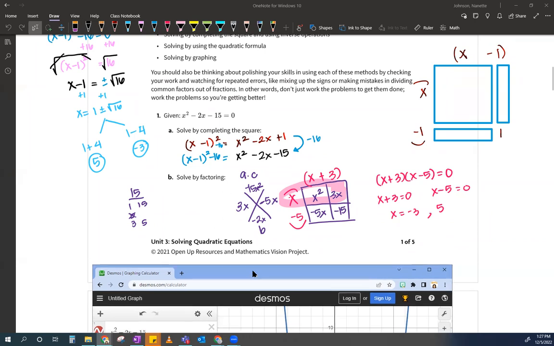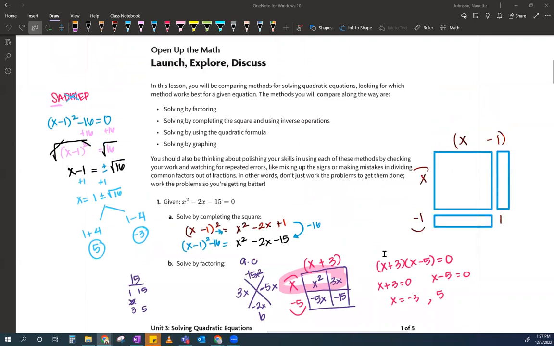Now, which way did you like better? Okay, so let's get some voting in the chat really quick. Did you like completing the square because you're very visual and you can imagine this guy? Or did you like factoring, again very visual because you can imagine the pieces? Which way did you like better? Nice. Okay, so some people are saying factoring, some people are saying completing the square.